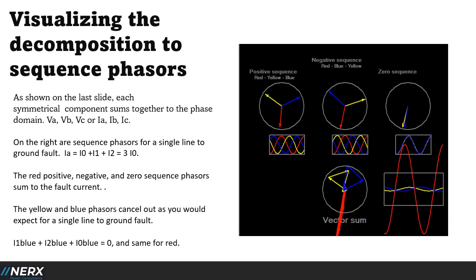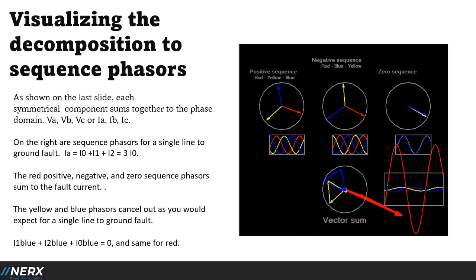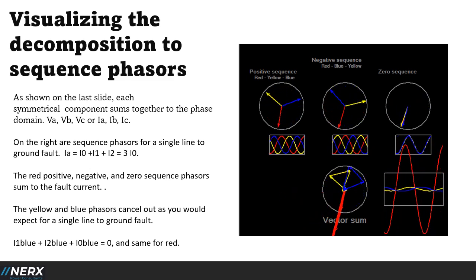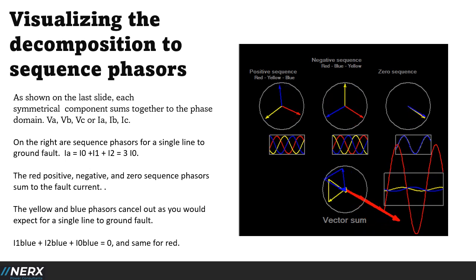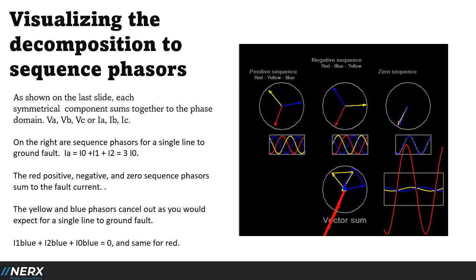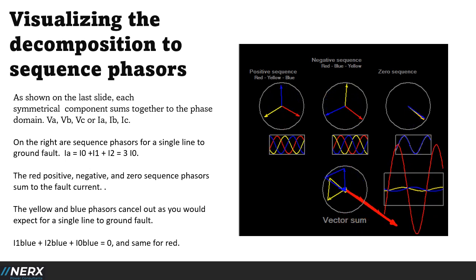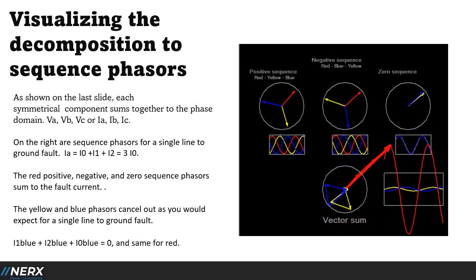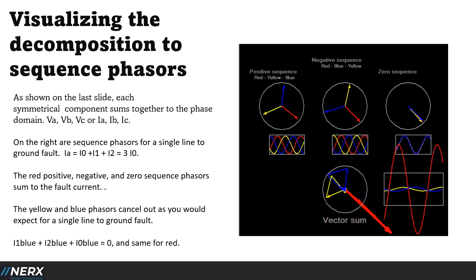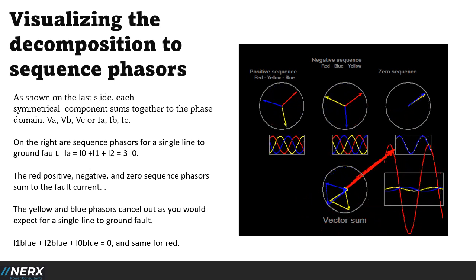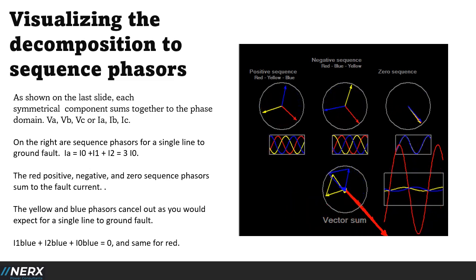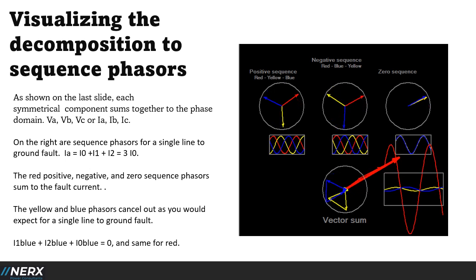The diagram on the right is showing the result for a single line to ground fault. An identity of a single line to ground fault is that all three sequence components have the same current magnitude and angle. IA equals I1 plus I2 plus I0, or 3 times I0. The faulted phase is the red phase, and because all the sequence components for the red phase sum constructively together, the result is a large red vector. The sum result for the blue and yellow vectors is near zero. This is what you would expect for a single line to ground fault.